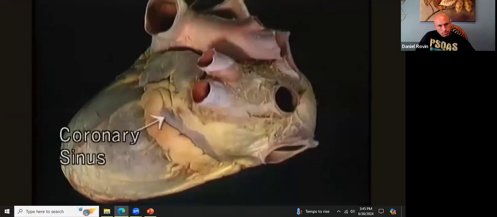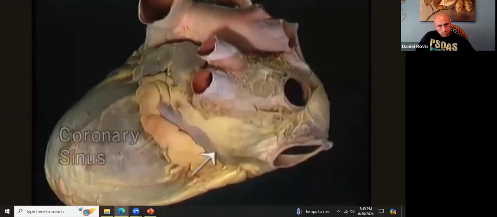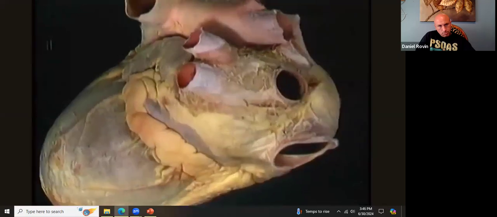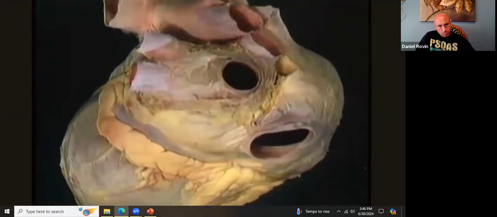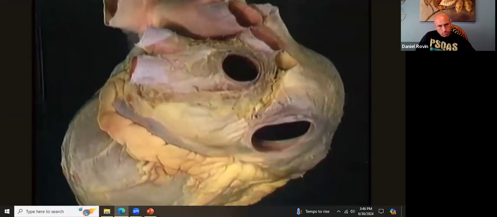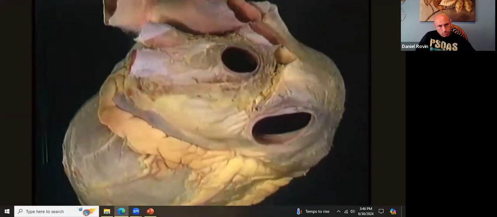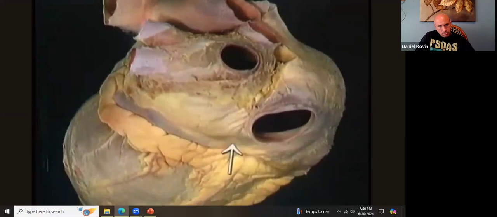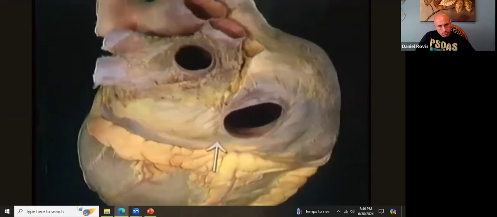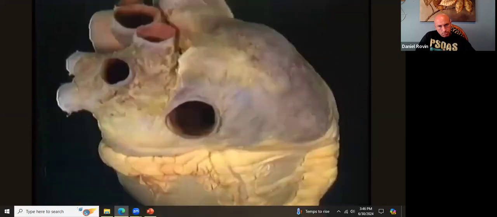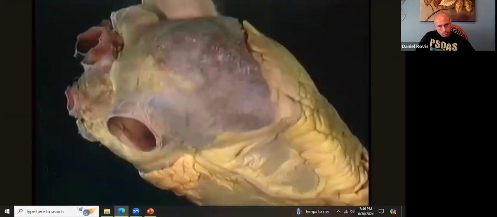Here's the coronary sinus in an intact heart. The coronary sinus passes around the left interventricular groove to the underside of the heart. Its opening into the right atrium is just below and in front of the inferior vena cava. Coronary veins from the right side of the heart also empty into the coronary sinus.